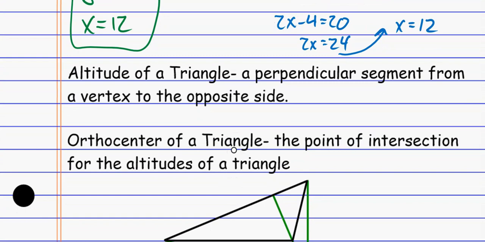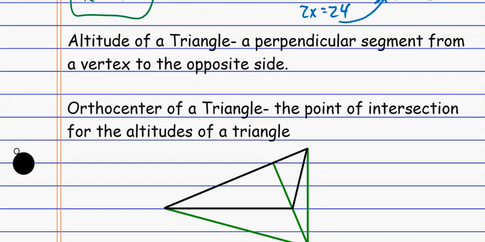Let's talk about the altitude. The altitude of a triangle is basically just a perpendicular segment that goes from the vertex to the opposite side. And so both of these are kind of in the same vein. When you think about a median, it's going from the vertex to the midpoint of the opposite side. This one's going from the vertex perpendicular to the opposite side. It's essentially measuring the distance across the triangle from each vertex.